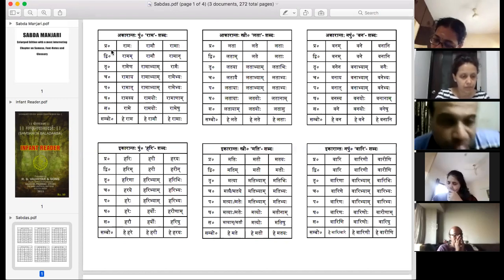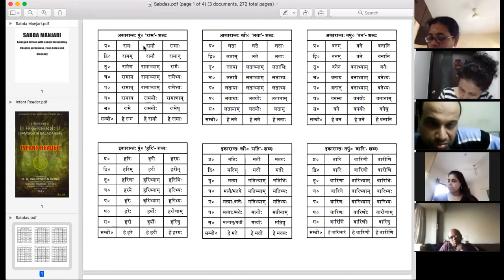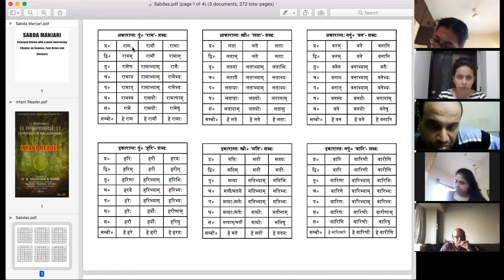Dvi means dvitiya. In Sanskrit, we call it vibhakti. In English, we call it case. The first row is called case, or vibhakti in Sanskrit. So the first row is called first case or prathama vibhakti. The second row is called second case or dvitiya vibhakti.